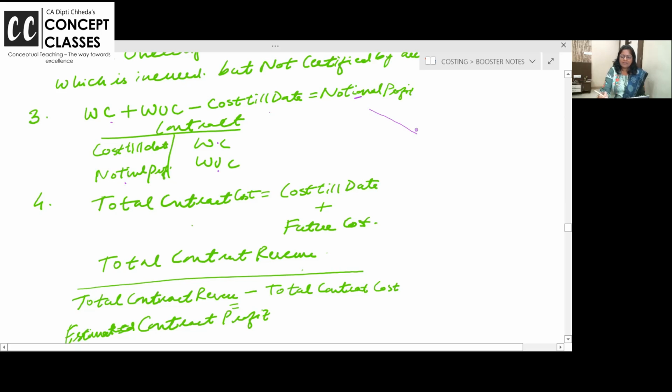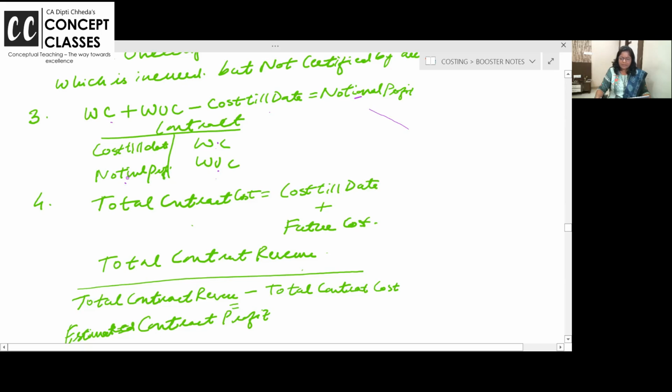It's already written. Why do we want to write? Yeah. So work certified, work uncertified on the debit side, cost till date and notional profit. Now the total contract cost is cost till date plus future cost. That's called as contract revenue.